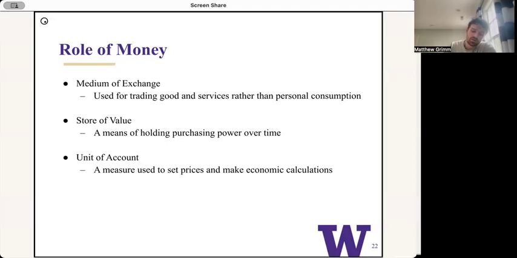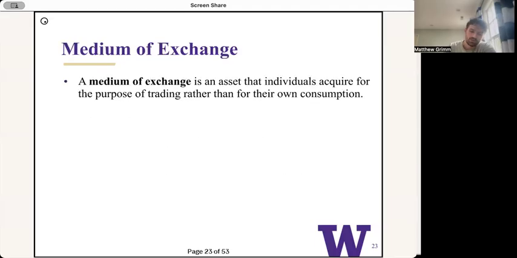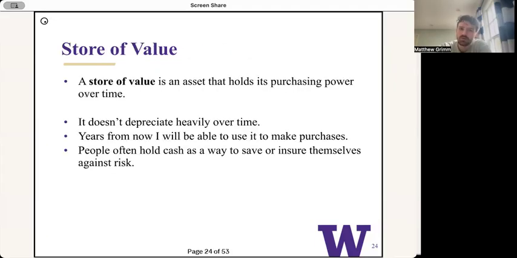Unit of account is a measure used to set prices and make economic calculations. Okay, so a medium of exchange: an asset that individuals acquire for the purpose of trading rather than their own consumption. Store of value: an asset that holds its purchasing power over time. It doesn't depreciate heavily.